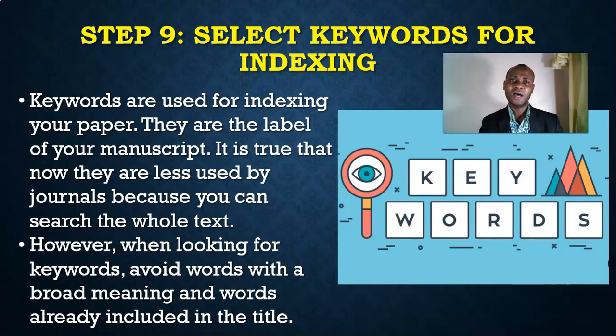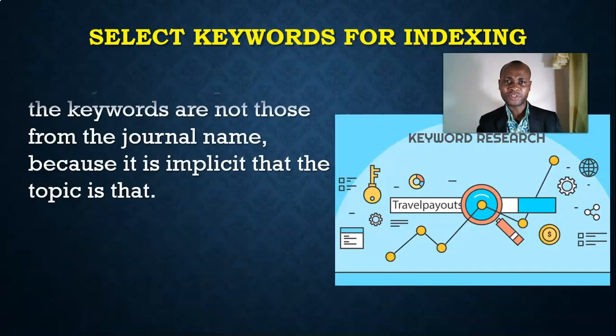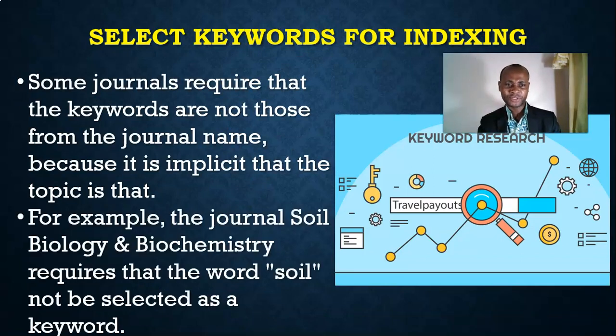Okay, so you should also cross-check with your journal, because there are some journals where you cannot use keywords that are the same as the journal name or which are found in the title. Okay, so get this very clearly. So you need to cross-check with your journal to be sure.